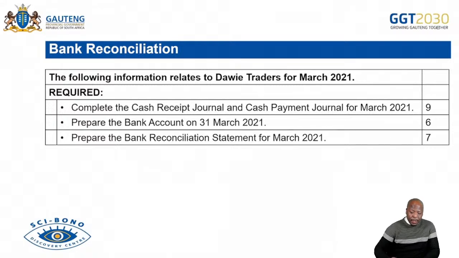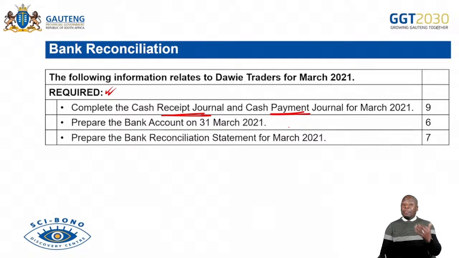Activity number 1 reads, the following information relates to Dowie Traders for March 2021. Then required, this is what we must do. So we have 3 things that we must do. Firstly, we are to complete the CRJ. One of the most important things is to understand what the examiner wants you to do. In this case, they want us to do the cash receipts journal as well as the cash payments journal.